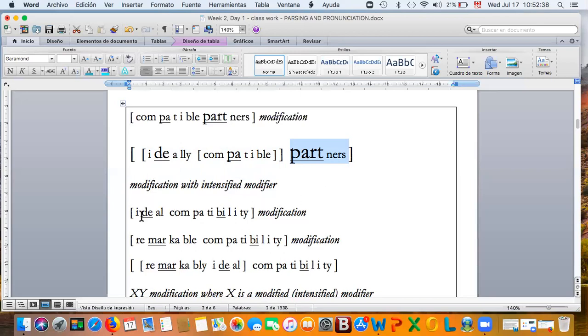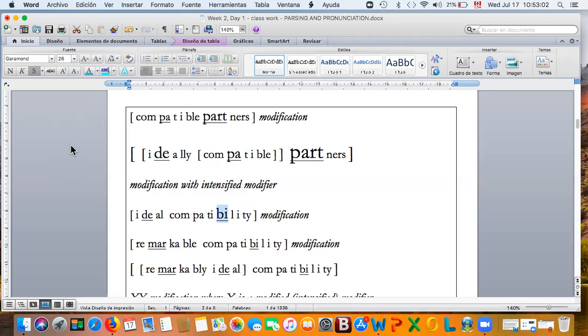How about when you have a modification structure like this one here? Compatibility, the abstract noun, modified, or you could say intensified, by the adjective ideal. So that gives you something quite simple. Ideal compatibility. Say it after me. Ideal compatibility.